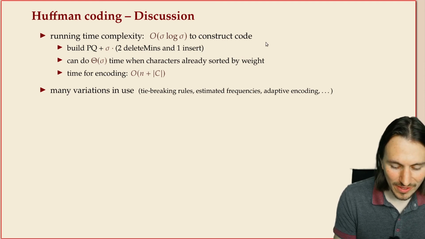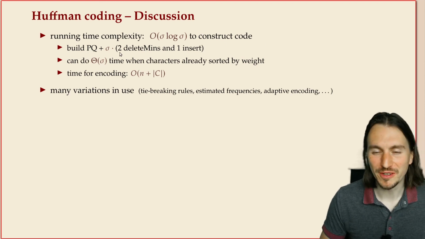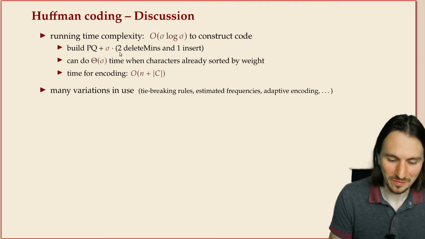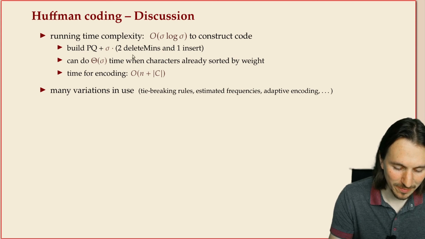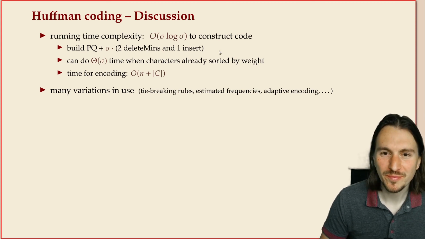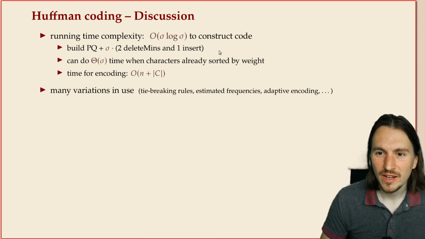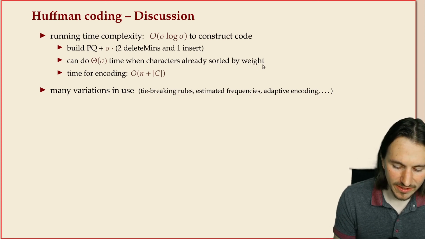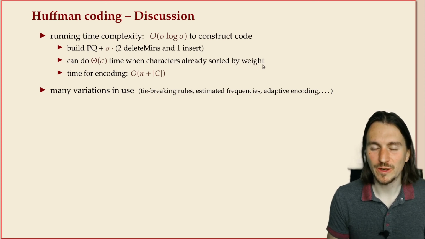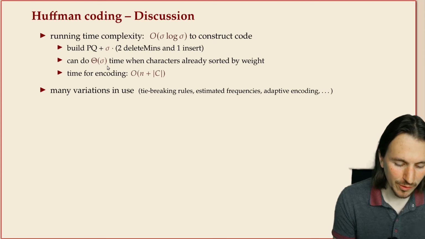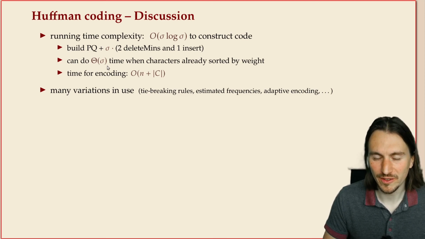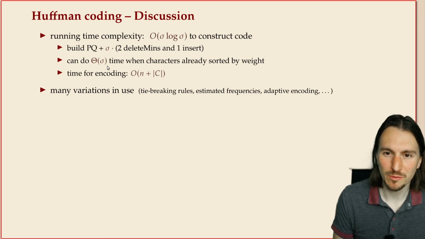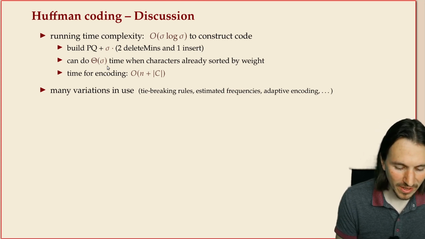Well, you can either sort up front or you build the priority queue, which is another way of sorting. So you get the sigma log sigma from the delete min steps and the inserts. As an aside, there's a different algorithm that doesn't rely on a priority queue. If you have the characters already sorted by weight, you can do it in linear time. But we'll not discuss the details about this.